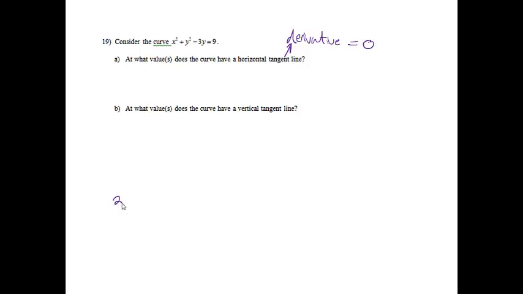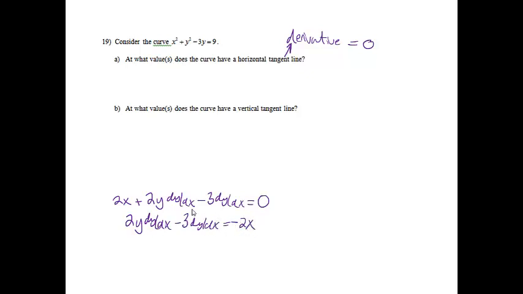The derivative of x squared will be 2x plus the derivative of y squared will be 2y dy/dx minus the derivative of 3y will be 3 dy/dx, and then equals the derivative of 9, since it's a constant, will be 0. Okay, I'm going to subtract 2x from both sides so that just my dy/dx's are on the left. So I'll have 2y dy/dx minus 3 dy/dx is equal to negative 2x. And now from here we'll factor out a dy/dx. So dy/dx times the quantity 2y minus 3 is equal to negative 2x. Now we'll divide to get dy/dx by itself. So dy/dx will equal negative 2x over 2y minus 3.